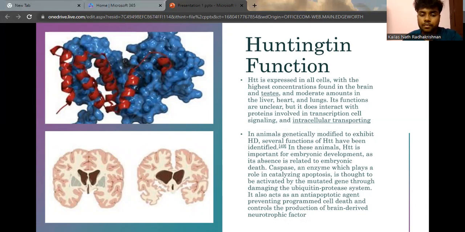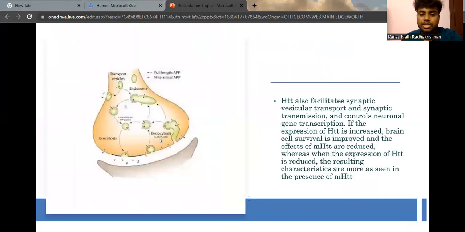Caspase is an important enzyme which plays a role in catalyzing apoptosis, and is thought to be activated by the mutated gene through damaging the ubiquitin protein system. Huntington also acts as an anti-apoptotic agent, preventing programmed cell death, and controls the production of brain-derived neurotrophic factor, a protein that protects neurons and regulates their creation during neurogenesis. Huntington also facilitates synaptic vesicular transport and synaptic transmission and controls neuronal gene transcription.